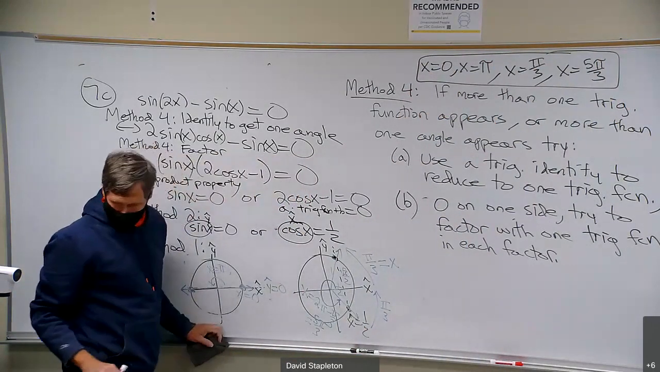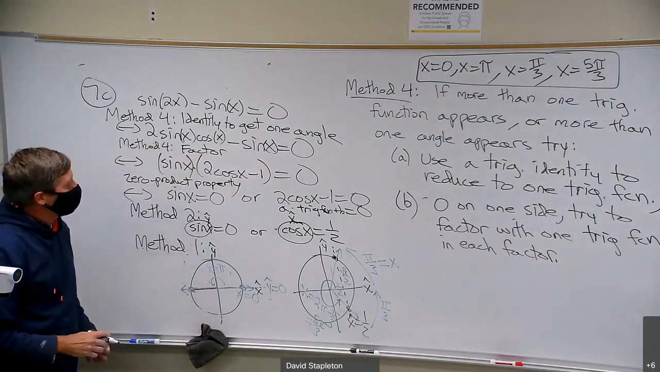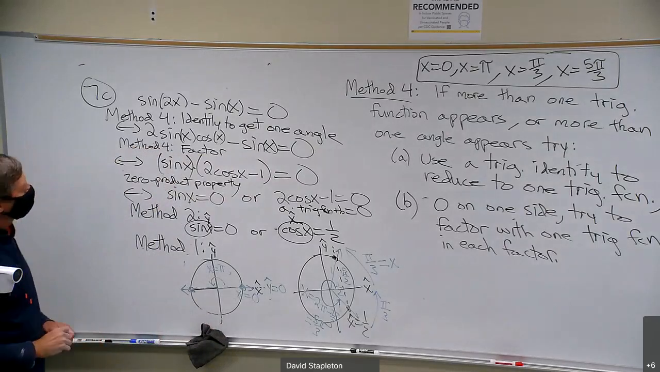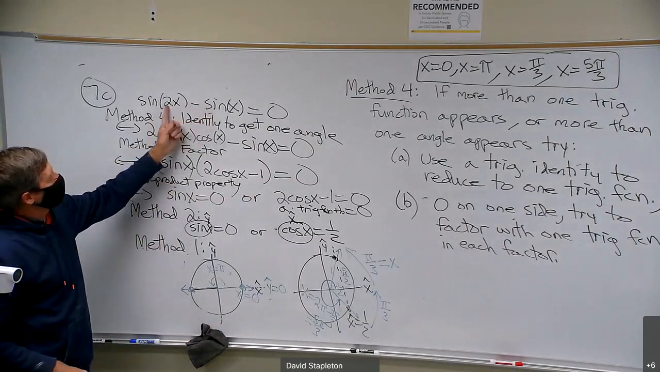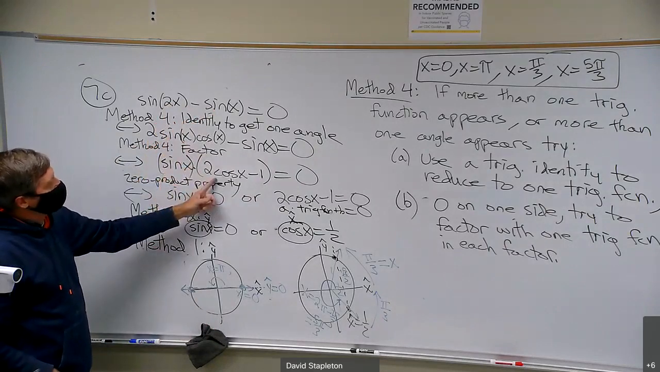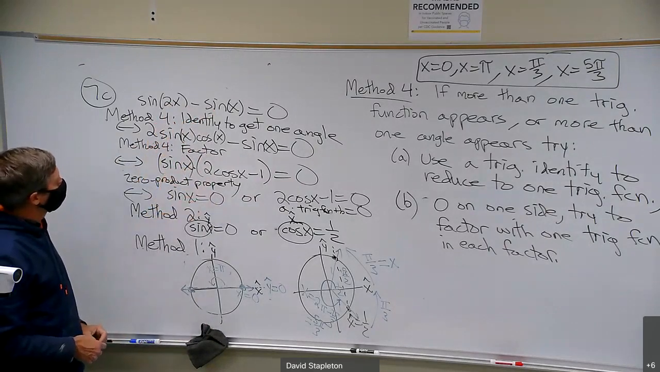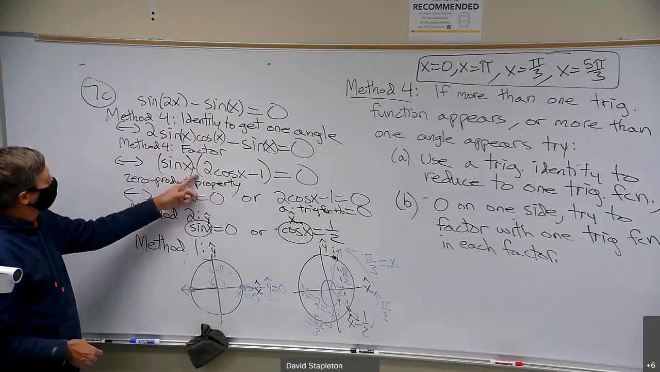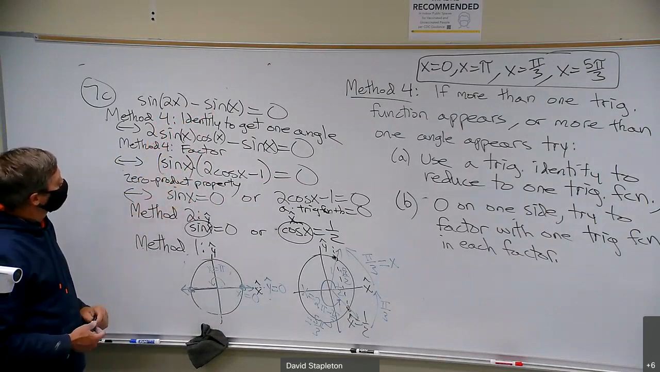Here's how you can deal with some of these problems that have more than one trig function or more than one angle. If it's more than one angle, use a trig identity to reduce it. More than one trig function, try to factor or use a trig identity. Get something where it's one of the first 3 cases.